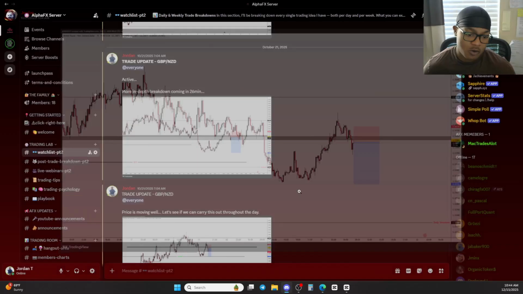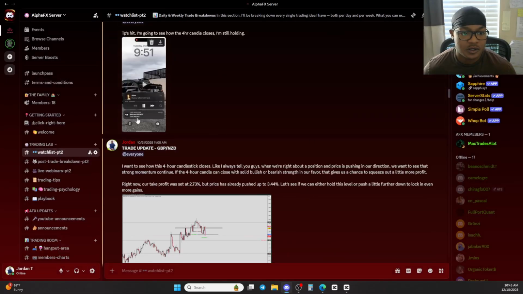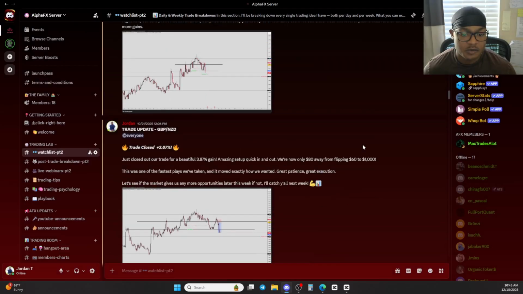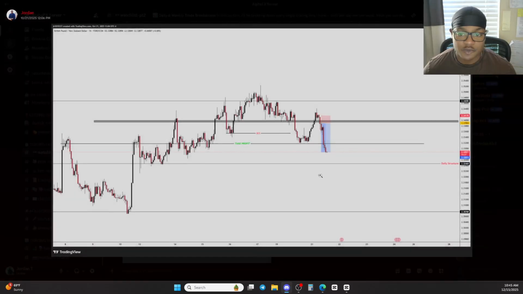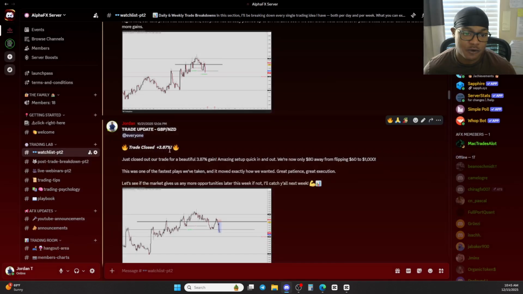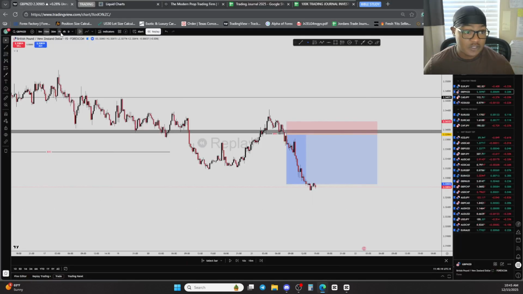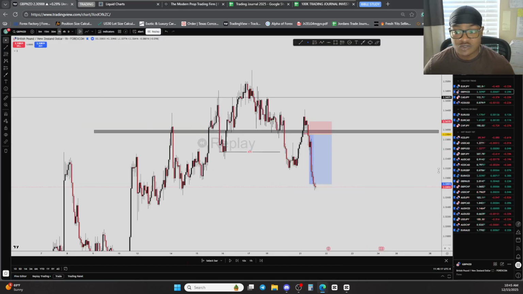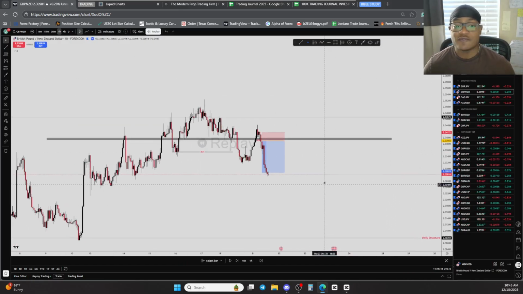If I scroll, you can see, where is it? Take profit got hit, GBP NZD, right here. You can see, boom, price hit our targets with ease for 3.87% in return. It is extremely simple. Finding your areas of interest is extremely simple. It's simple if you allow it to be.